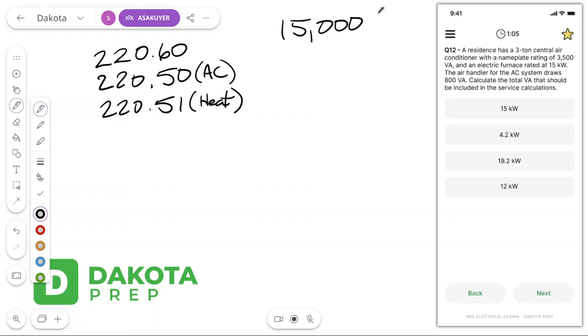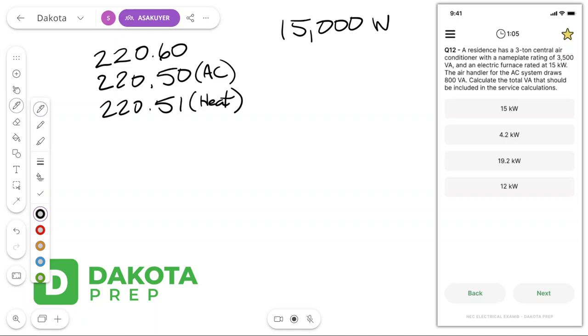Now these are interchangeable. Watts and volt amps, when it comes to the requirements that you find in Article 220, they're kind of the same. They're both just measurements for power, right? Watts or volt amps, both just measurements for power. In this case, they are interchangeable in Article 220. So, okay, 15,000 we'll say watts or volt amps, whatever.